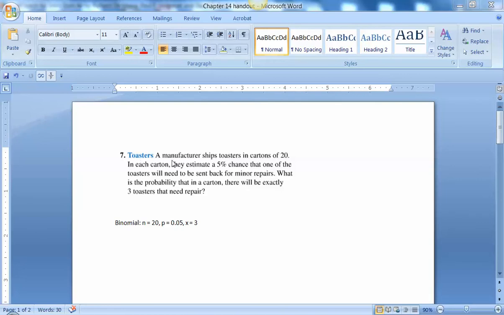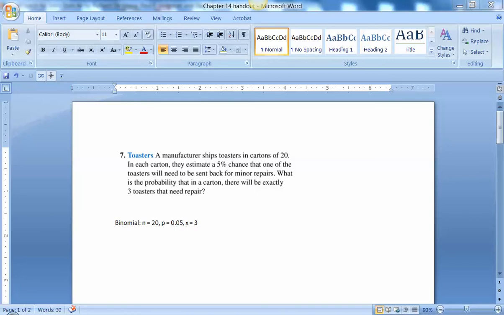7, and they're talking about toasters. The manufacturer ships the toasters in cartons of 20. So that's going to be our n. In each carton they estimate a 5% chance that one of the toasters will need to be sent back for minor repairs. So there's my probability of success, 0.05. What is the probability that in a carton there will be exactly 3 toasters that need repair?